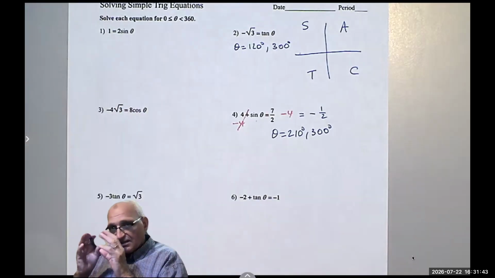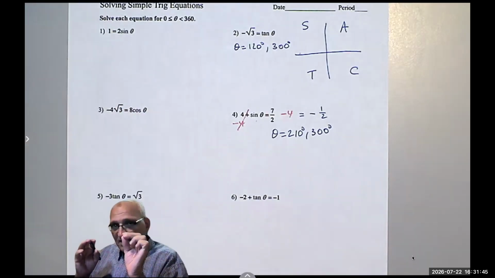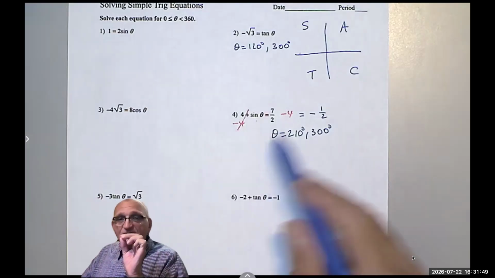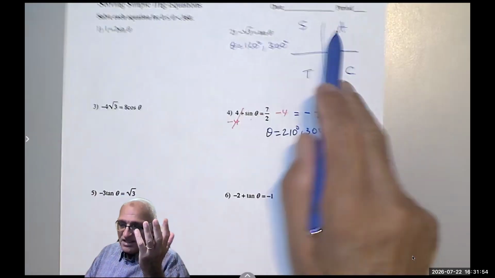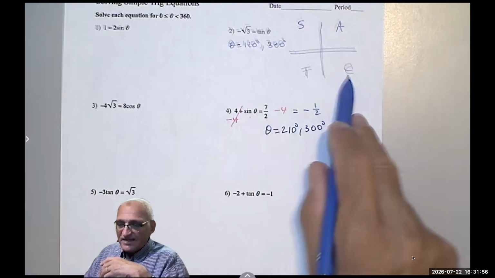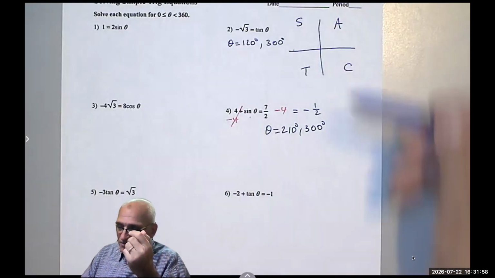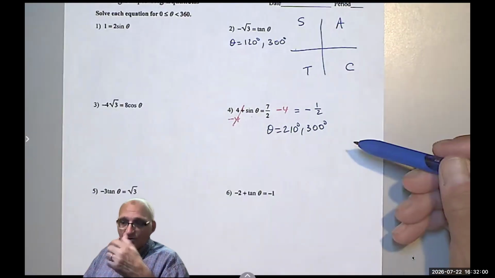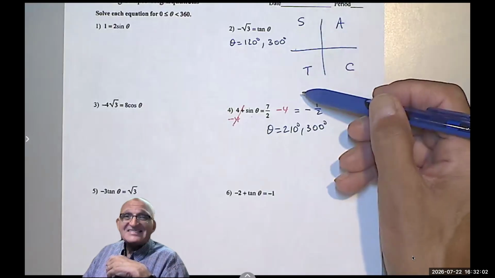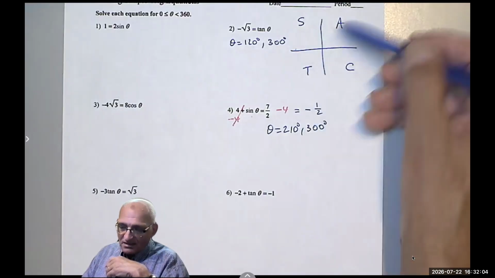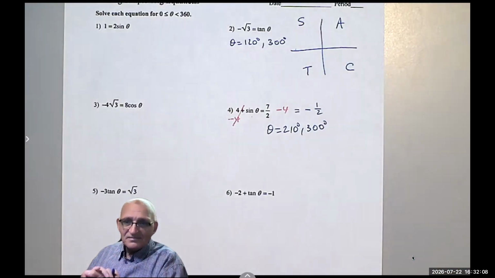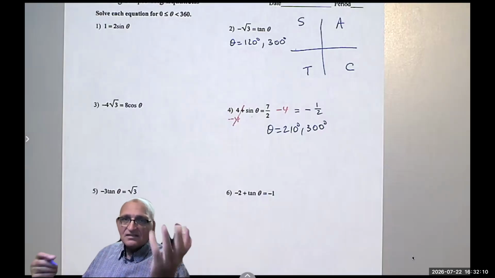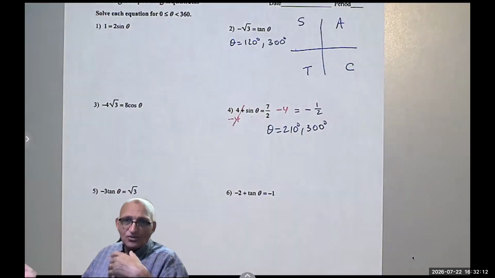So just look at the absolute value, find the angle. We call it the reference angle, and then see if it's positive or negative. If it's positive and sine, we are here. If it's negative and sine, we are there. If it's positive and cosine, we are here. If it's negative and cosine, we are there. If it's tan and positive, we are here. If it's tan and negative, we are there. And again, sine and cosecant, cosine and secant, tan and cotan.